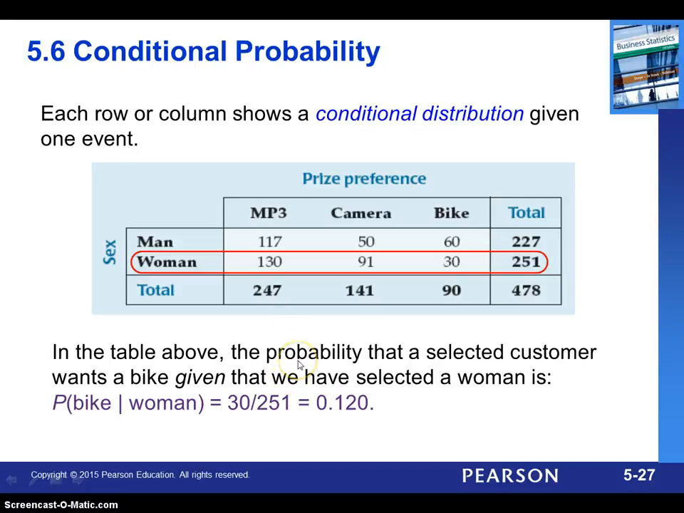Okay, in 5.6 now we're going to look at conditional probabilities. I'd used that word in the last section when I said these conditions. Conditional just means that we are given a piece of the information. So each row in the contingency table is a conditional distribution given one event.